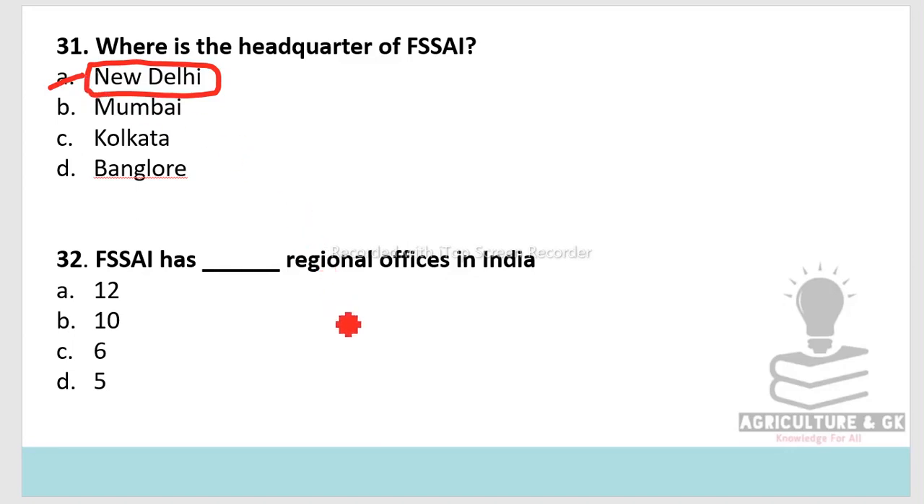Now moving to the next question. FSSAI has blank regional offices in India. 12, 10, 6, 5. So the FSSAI has its headquarters at New Delhi, and the FSSAI also has 6 regional offices that are located in Delhi, Guwahati, Mumbai, Kolkata, Cochin and Chennai. So it has 6 regional offices, whereas headquarters is in Delhi. So our answer will be option C, 6 regional offices.